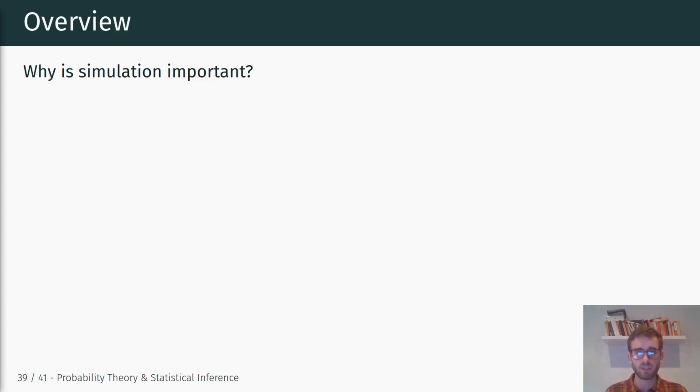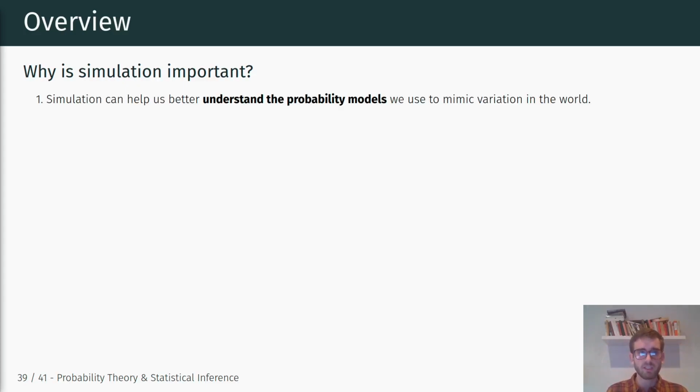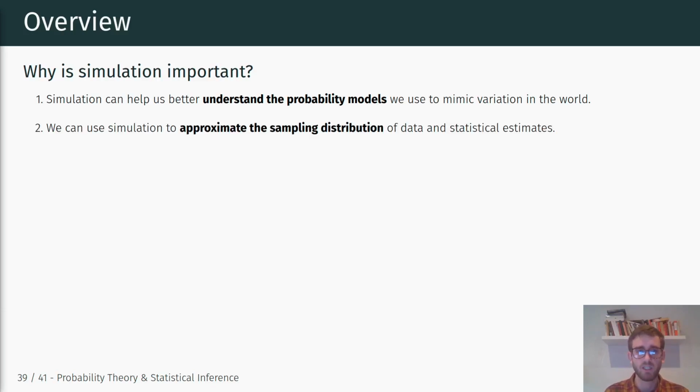So just to give you a quick overview, why is simulation important? Ultimately, simulation can help us better understand the probability models that we use to mimic variation in the world, okay? And we already saw this in the applied examples that I showed you this week and in previous weeks, okay? Ultimately, we can use simulation to approximate the sampling distribution of the data that we're collecting, or relatedly of our statistical estimates, okay?